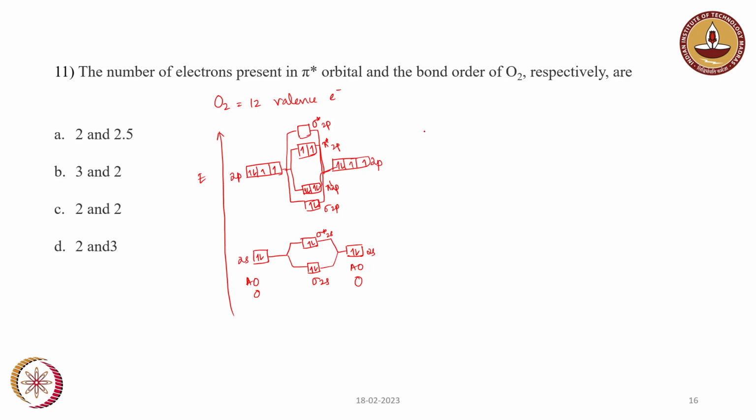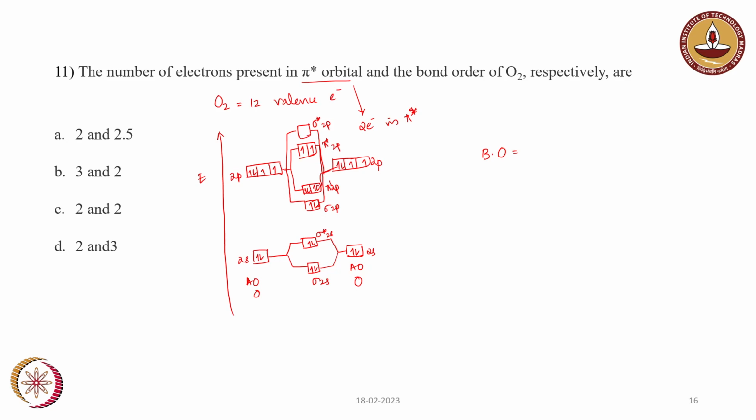So the question is number of electrons in pi star orbitals. So there are 2 electrons in pi star. And bond order will be number of electrons in bonding orbital minus number of electrons in antibonding by 2. So in bonding we can neglect these two because they'll cancel each other.